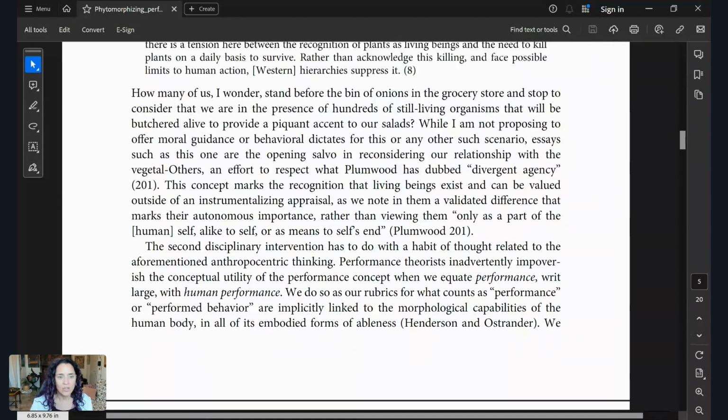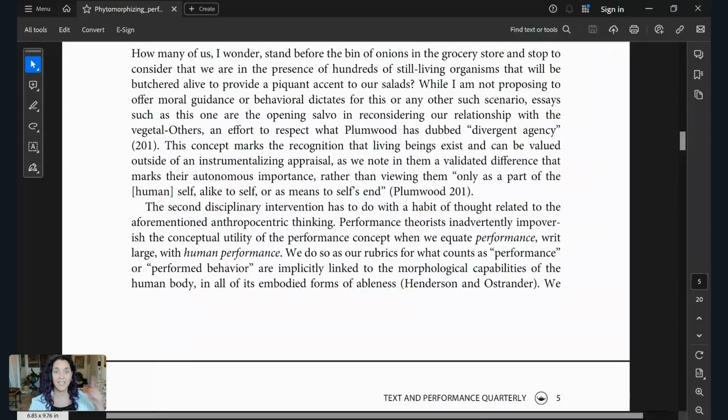How many of us, I wonder, stand before the bin of onions in the grocery store? Onion starts. Sorry, it was one of our prompts in the writing group this week, so it just fails. Stand before the bin of onions in the grocery store and stop to consider that we are in the presence of hundreds of still living organisms that will be butchered alive to provide a piquant accent to our salads.